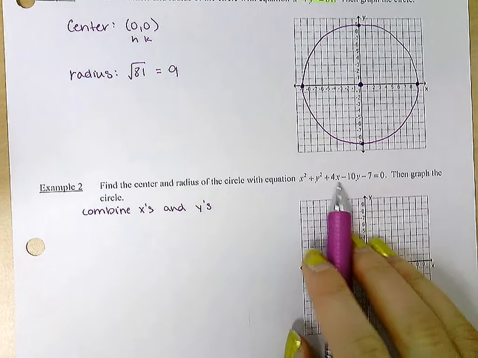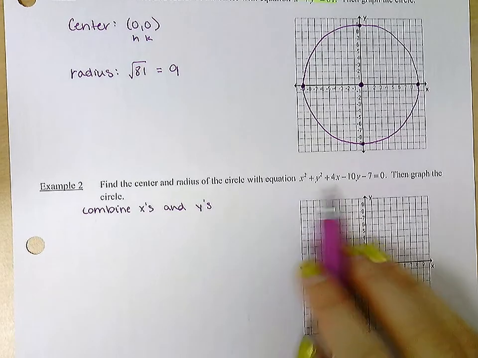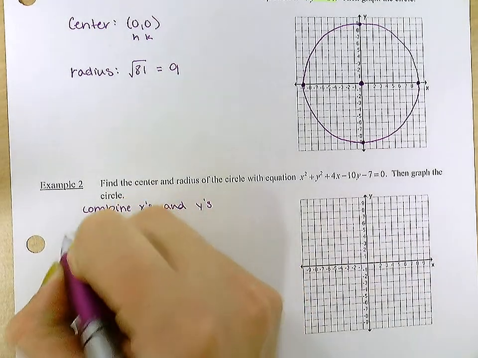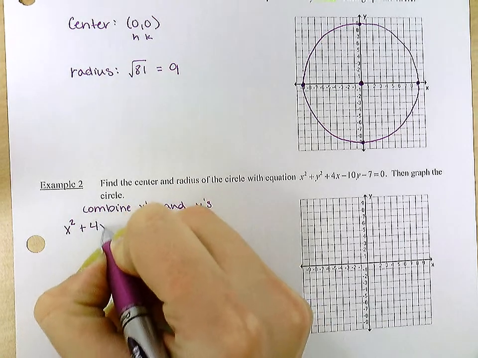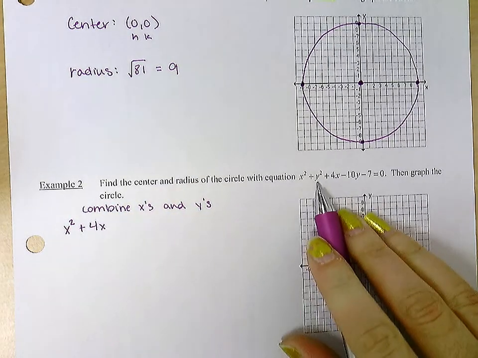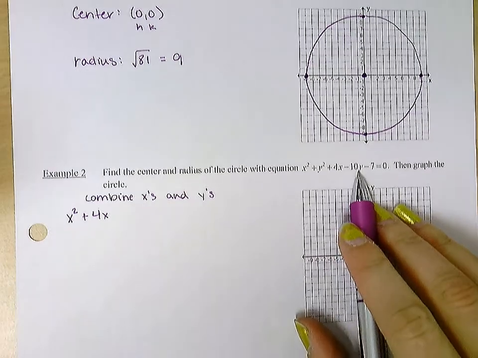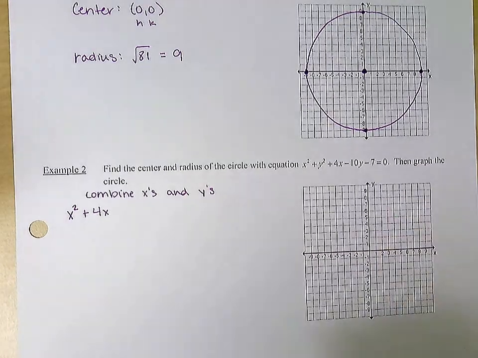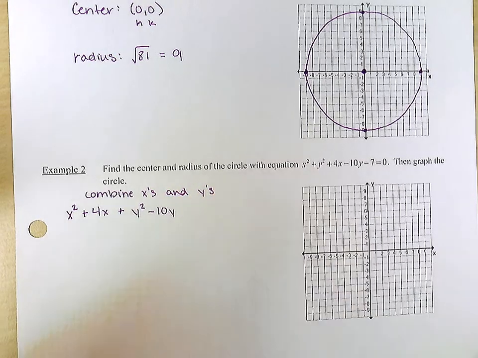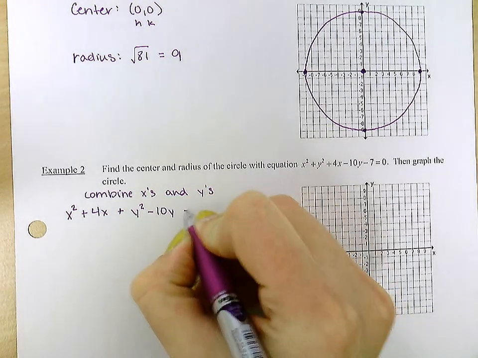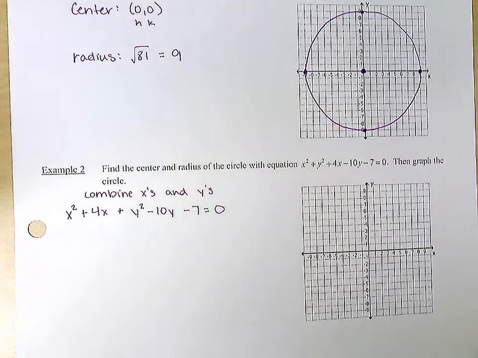Okay, so I have 2 x's here. I have an x squared and a 4x. So I want to write those next to each other. So I have x squared plus 4x. And I have a y squared and a minus 10y. So again, I want to group those together. So I have plus y squared minus 10y. And I have this minus 7 and equal to 0.